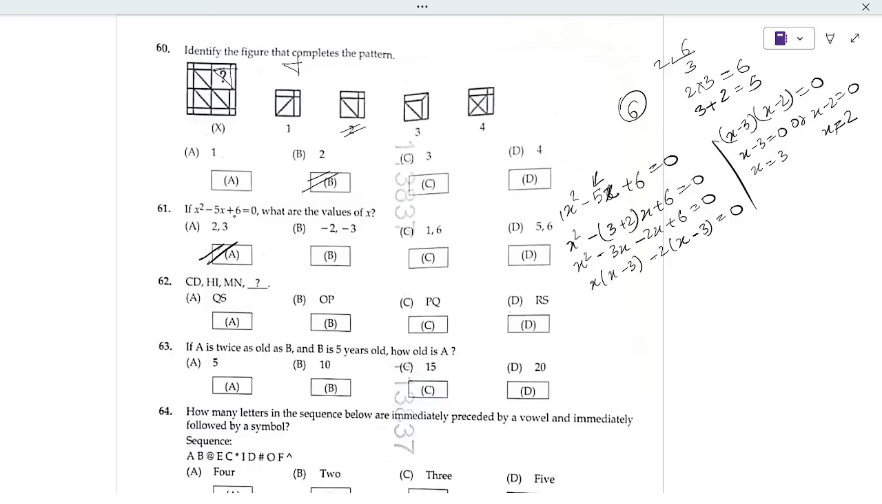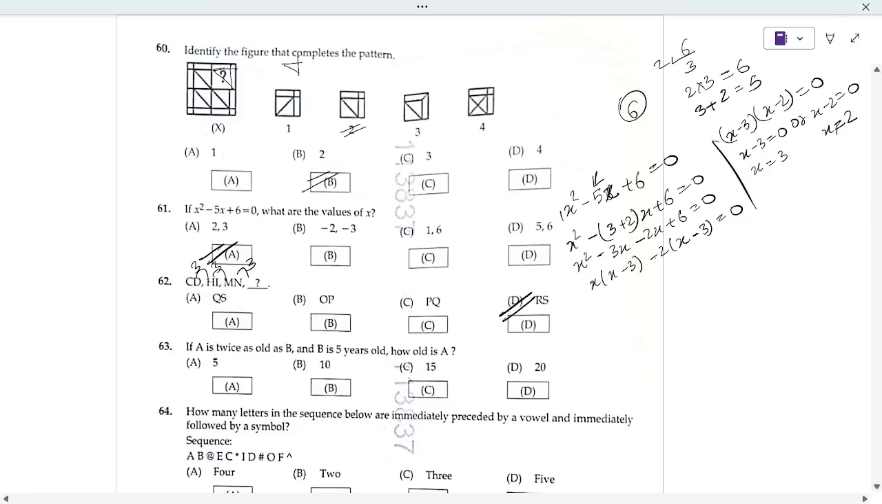Question 62 is again coding and decoding. We look at the same pattern: C or D, and then E, F, G, skipping three, then H comes, I. That means there are three. Let's check. After 3, the fourth one is I. J, K, L, M. That means after 3 again, N. M, N after 3: O, P, Q, R. R, N, S. That means here R N S to get this.